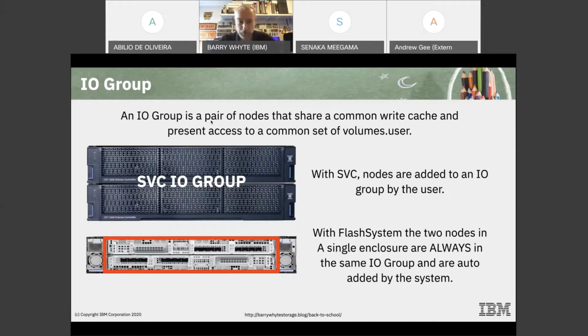With SVC, if you're setting up a system, you have to add the nodes to the cluster. You start with 1 node, and then you add another one in, and you tell it the IO group that they're going to be added to. With a FlashSystem, all of that's taken care of for you, and the system will automatically create a single IO group out of that pair of nodes inside the enclosure.